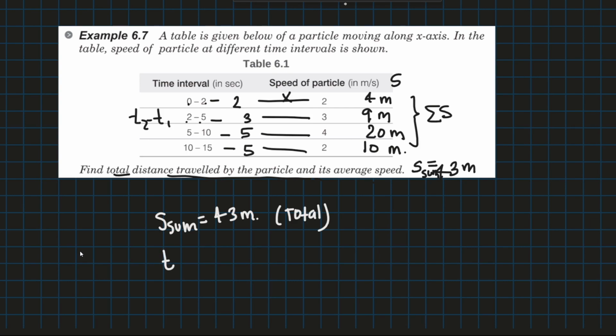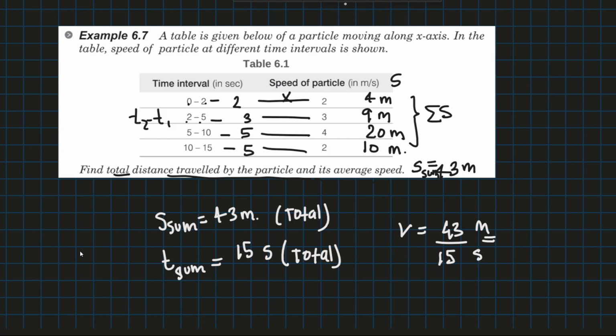The total time would be equal to 15 seconds. Now if you want to find the average speed, we'll divide 43 and 15 meters upon seconds. 43 upon 15 is equal to 2.87 meters per second. So this is the value of the average speed.